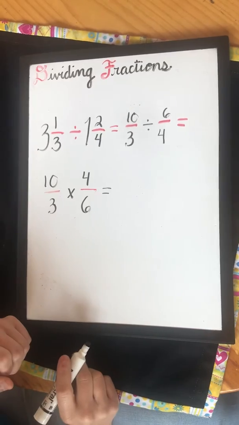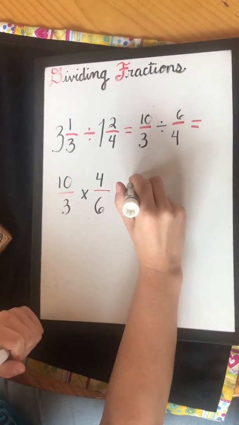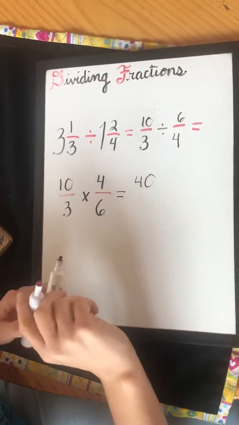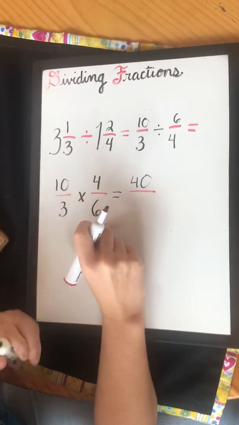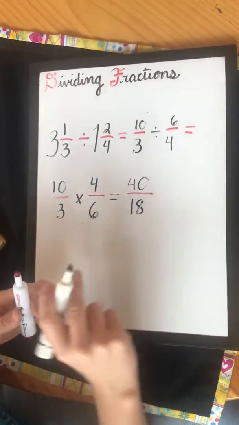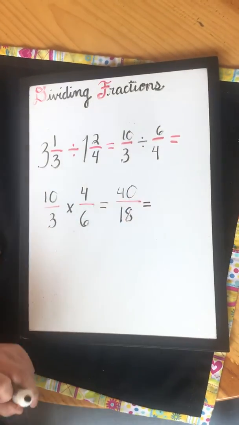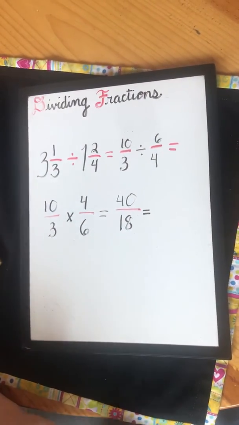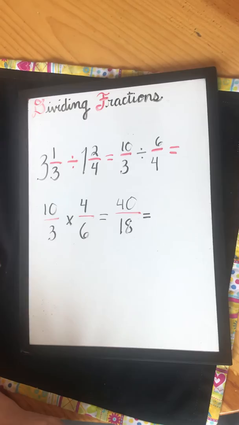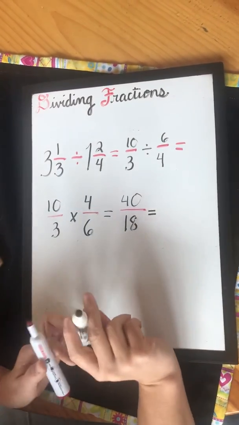Okay, so again, we're going to multiply our numerators together. 10 times 4 is 40. 3 times 6 is 18. And now we need to change this improper fraction to a mixed number. 40/18. What does that give us? Well, 18 goes into 40 2 whole times.